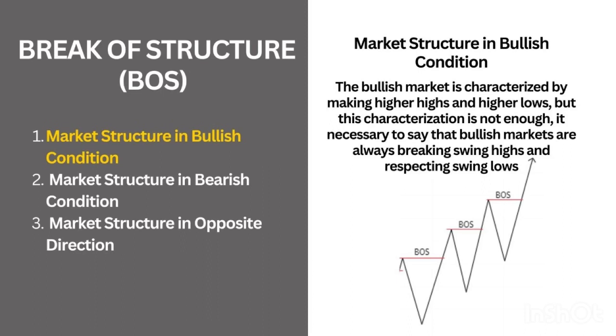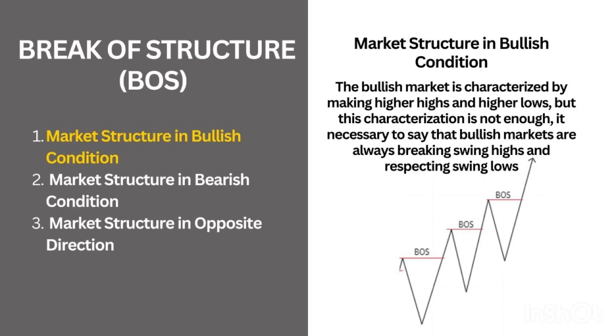Market structure in bullish condition. The bullish market is characterized by making higher highs and higher lows. But this characterization is not enough. It's necessary to say that bullish markets are always breaking swing highs and also respecting swing lows. So you can see this path diagram that I drew here. Price was going all the way bullish, and you can see it's respecting every previous swing low. Price is not going below the previous swing low, but price is breaking every previous swing high.